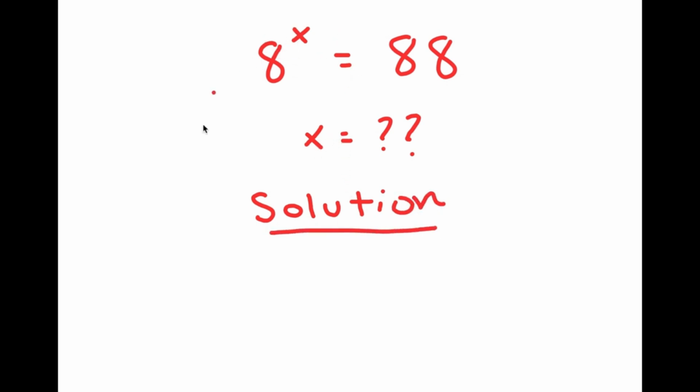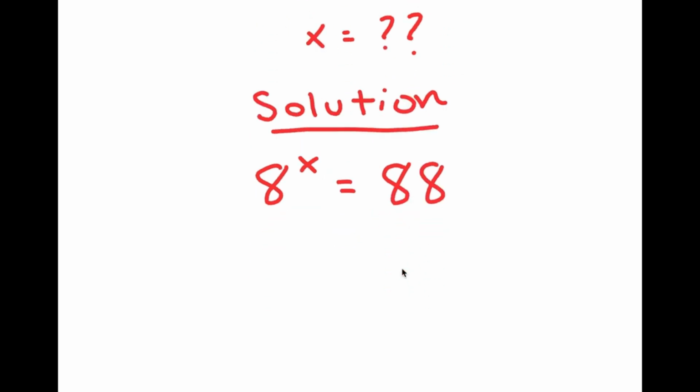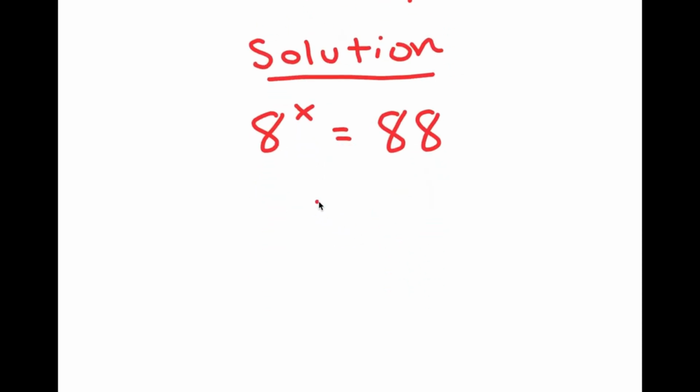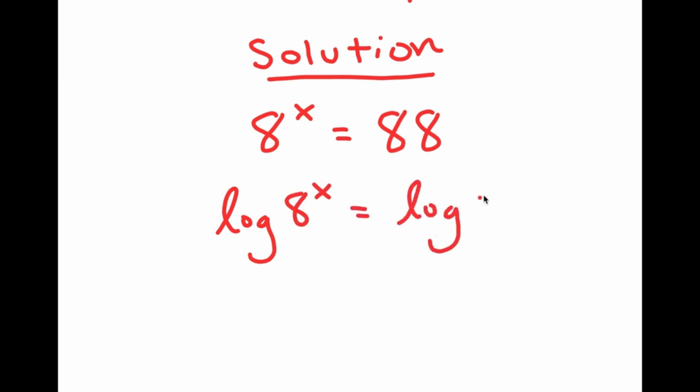I'm going to first start by rewriting my equation down here so I have a little more solving space. So my equation is 8 to the power of x is equal to 88. Now I'm first going to start by taking the log on both sides. So I get log of 8 to the power of x is equal to log of 88.